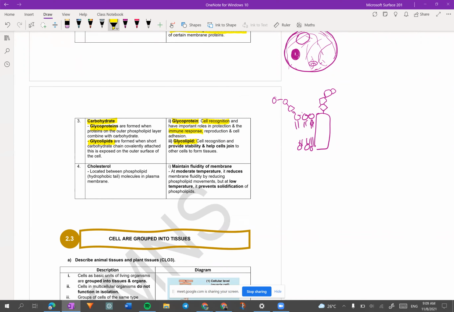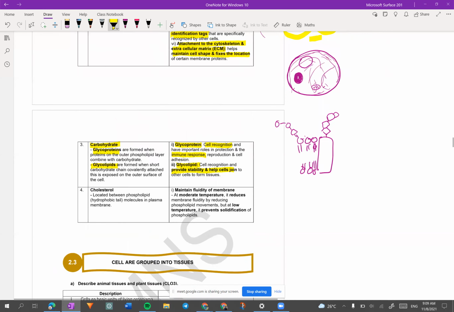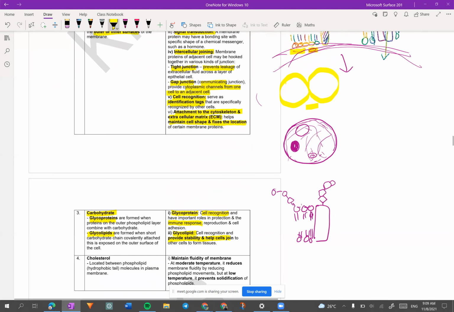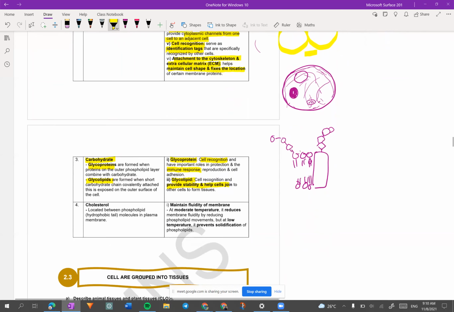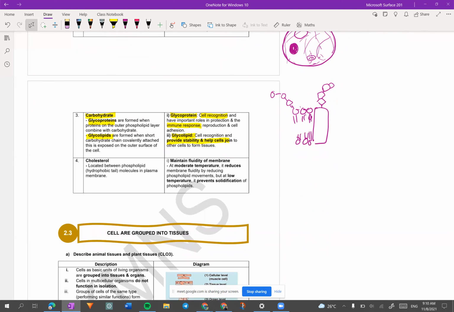Just like kita dah discuss tadi, you ada tag due to glycoprotein. You ada name tag, ada IC. And then untuk glycolipid pula lebih kepada untuk provide stability and help cells to join with each other. So dia lebih kepada cell-cell join. Okay, cell-cell attachment. And last sekali adalah kolesterol.